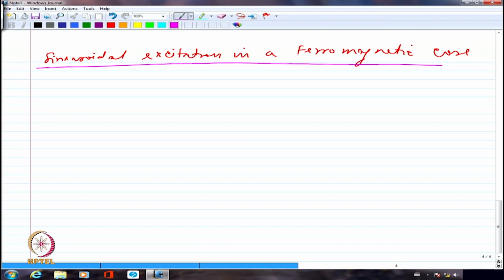So I am looking at basically a ferromagnetic core around which I have wound a coil, and I am essentially looking at exciting that with a sinusoidal voltage. Invariably in any power apparatus you would see normally a sinusoidal waveform being given.